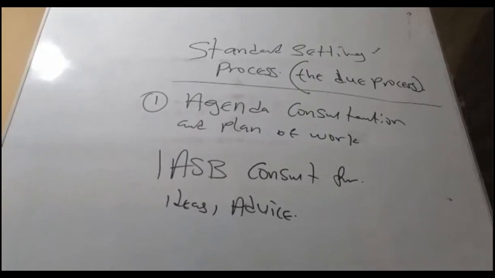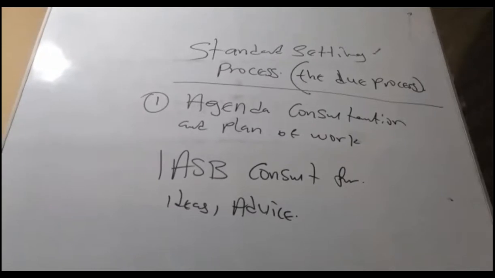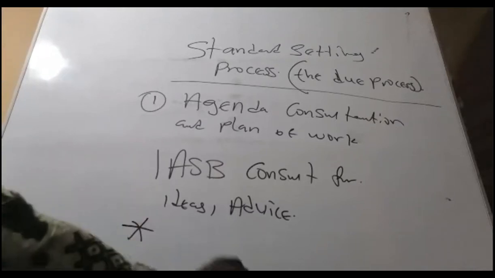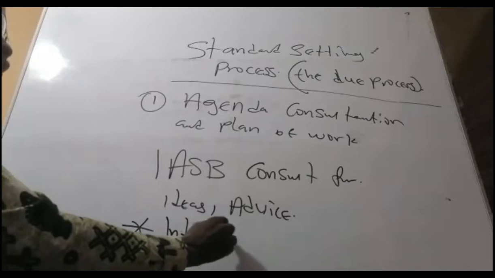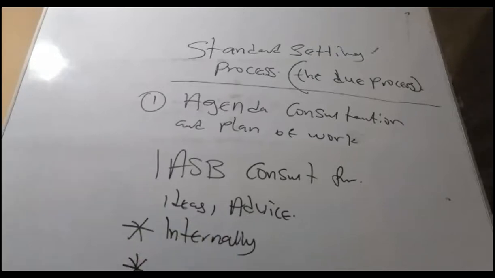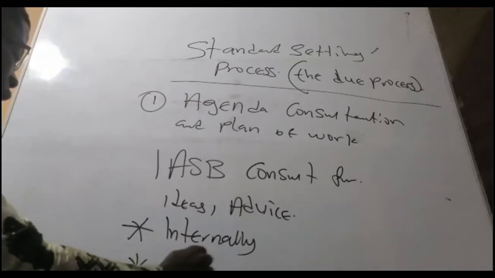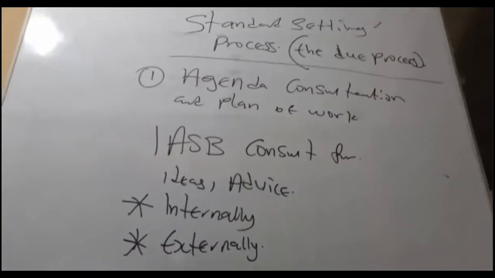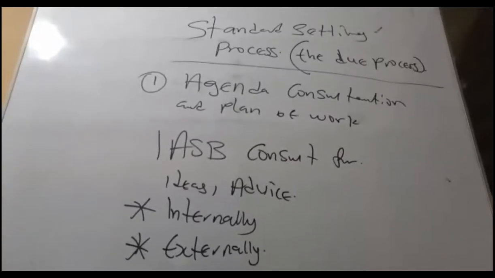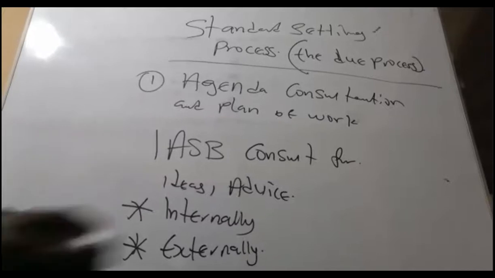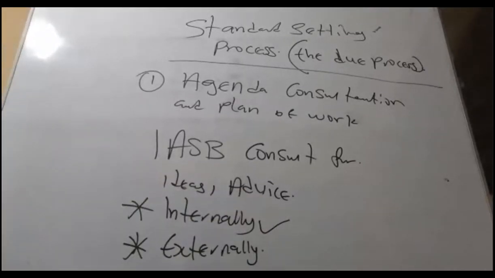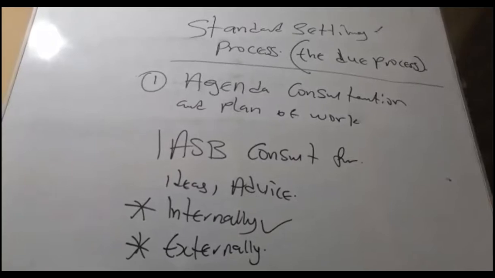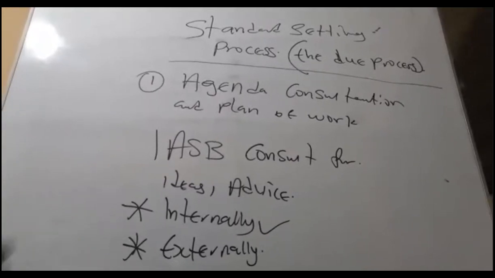So with this, let me take the consultation first, or the idea, how they can generate the idea. Now, they can take this idea internally and externally. They can consult for ideas both internally and what? Externally. So these are two ways in which the board can consult for ideas. Okay. Now let's pick them one after the other. Internally. So internally, they have to schedule a meeting with the advisory council. That's the IFRS advisory council.